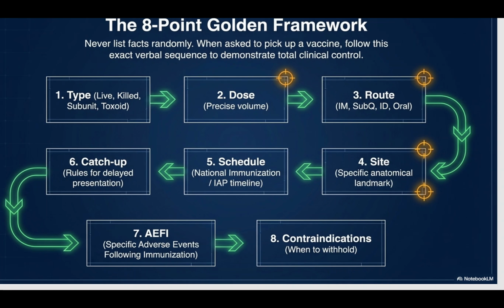A suggested flow is that whenever you are asked to pick a vaccine, instead of the examiner prompting you, start speaking by yourself: what is the type of the vaccine, what is the dose, how it is given, what is the route, where is the site of the vaccine, the schedule in the National Immunization Schedule or the IAP timeline, when can the catch-up vaccine be given, adverse effect of vaccination, if there is any particular to any vaccination, or any absolute contraindications. At least we should start by saying the type, dose and route of the vaccine and the schedule of the vaccine.